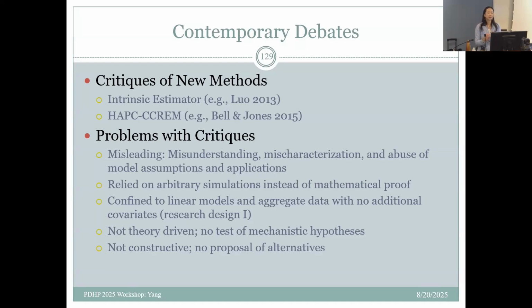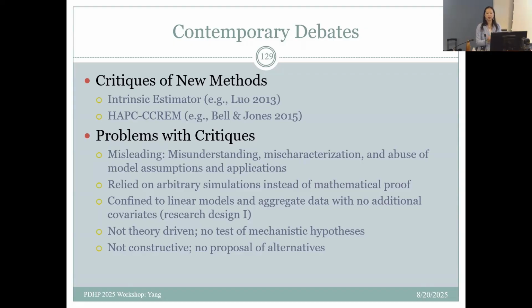The third problem is that these critiques are still largely hinged on linear models. They're confined to linear models and aggregate data of the very first research design that we just talked about today, with no additional covariates. So they're very limited in the range of application, and yet they purported those models to be the only model available in the universe. So that's a major problem. And accordingly, they're not very theory-driven, no intent of testing for mechanistic hypotheses, nor are they constructive.